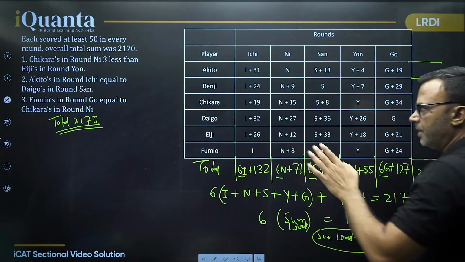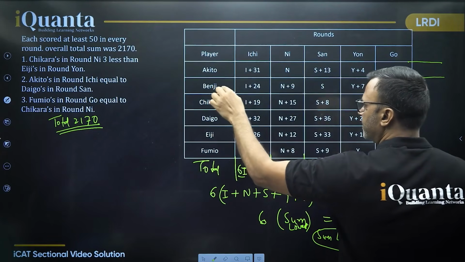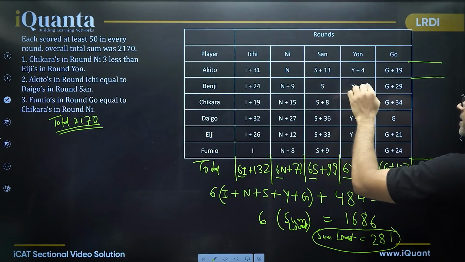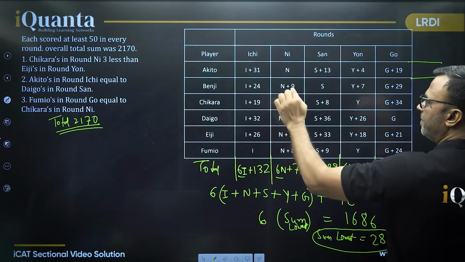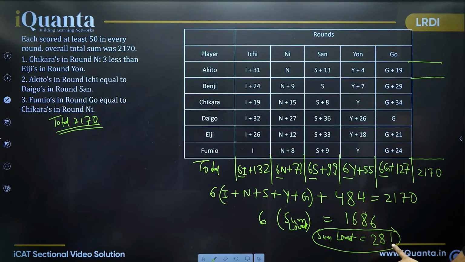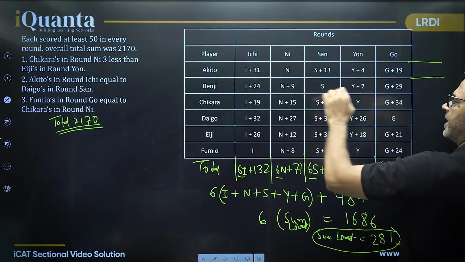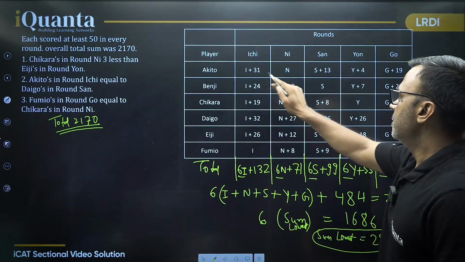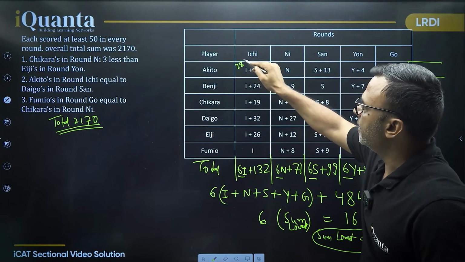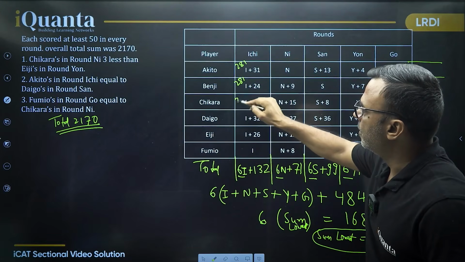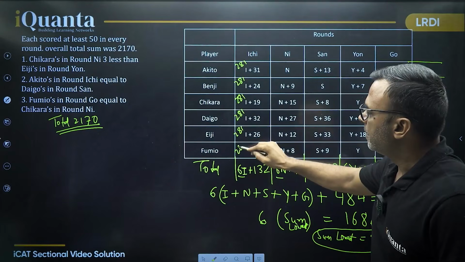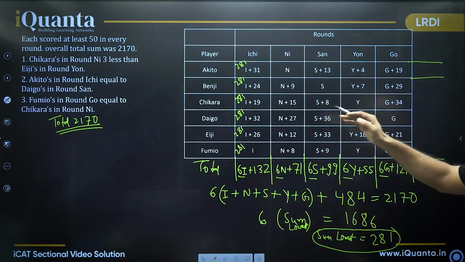I repeat. If I want to find the total score of B in all 5 rounds, what do I need to do? I need to add I plus 24, N plus 9, S, Y plus 7 and G plus 29. So I plus N plus S plus Y plus G, that will be 281 plus the remaining 24, 9, 7 and 29, right? Okay, so I just write after adding again. So I'll just put 281 here in all of them so that I know that is anyways going to be there, plus the remaining numbers. So add it here only.